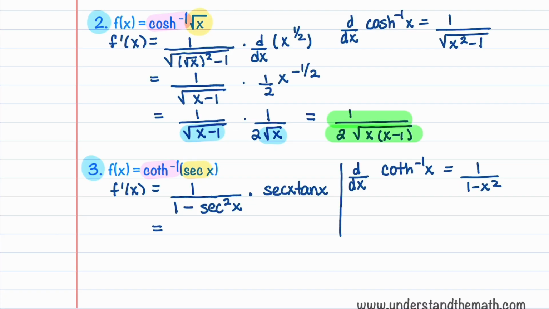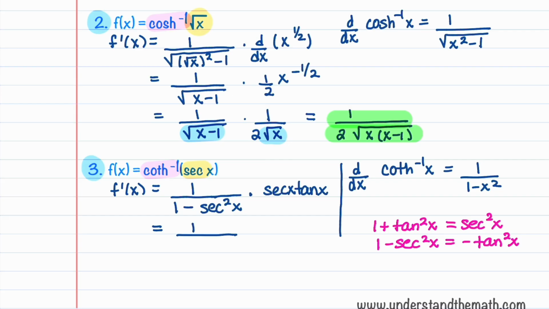I think we might be able to simplify this. So I'm just going to write down the formula that I memorized. 1 plus tangent²x is secant²x. I always write down what I've memorized and then I rewrite it in terms of what we need. We need 1 minus secant²x. So 1 minus secant²x is minus tangent²x. So that's what we can put in for our denominator. This gives us 1 all divided by minus tangent²x, and then we have a secant x tangent x.